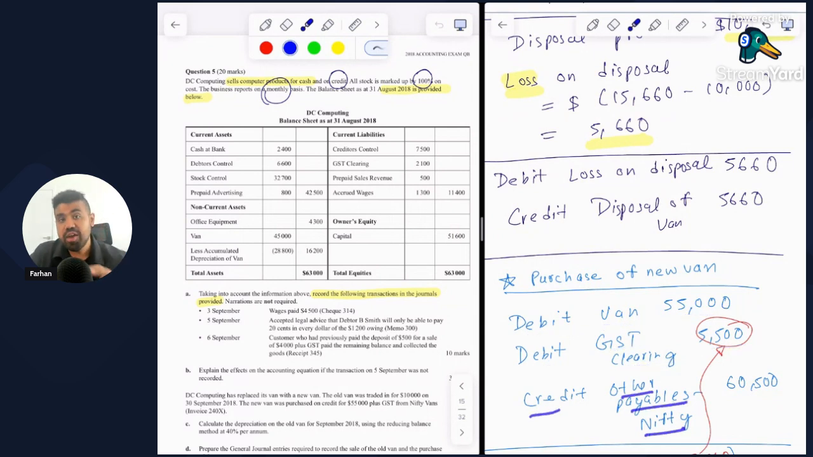Then we're crediting other payables for Nifty. You have to be specific. Nifty vans, other payables by $60,500, which is the total amount including the original cost plus the GST.